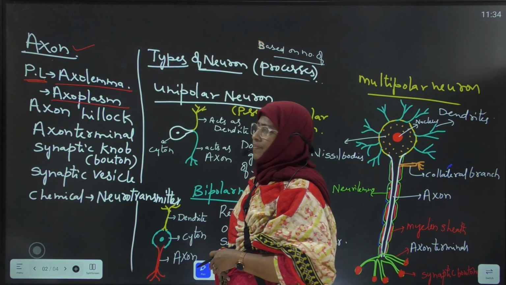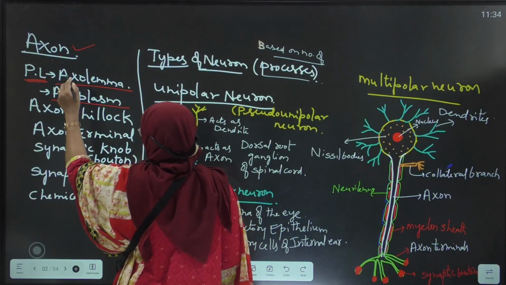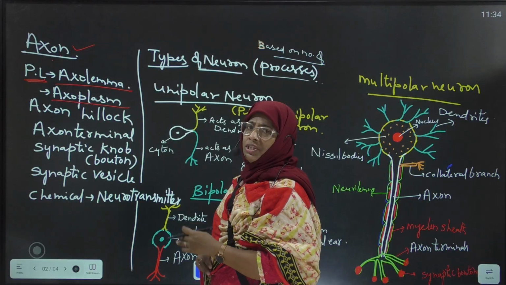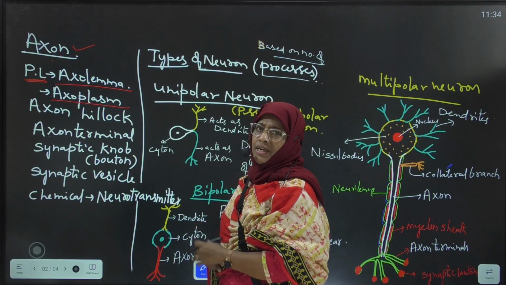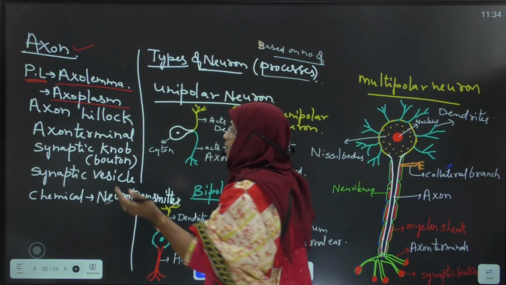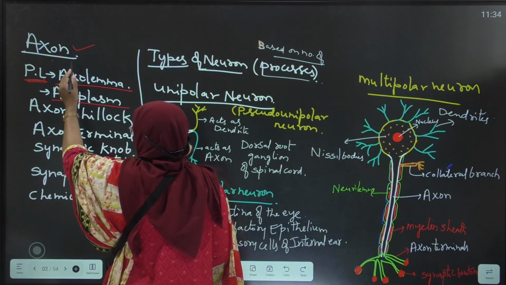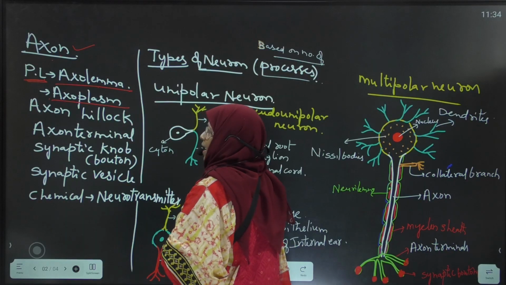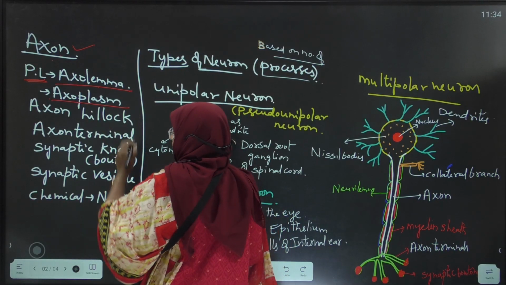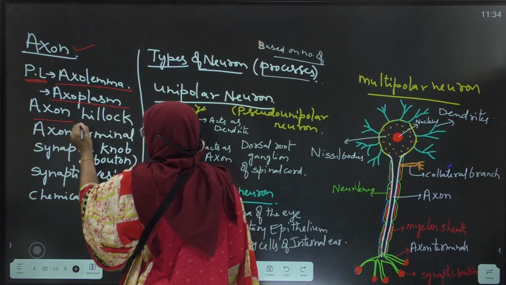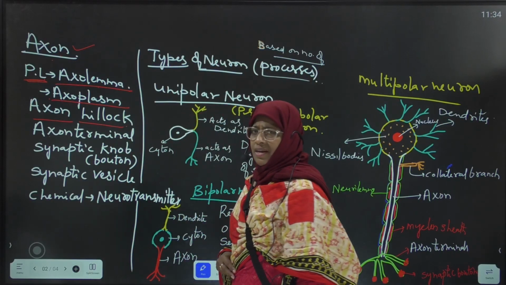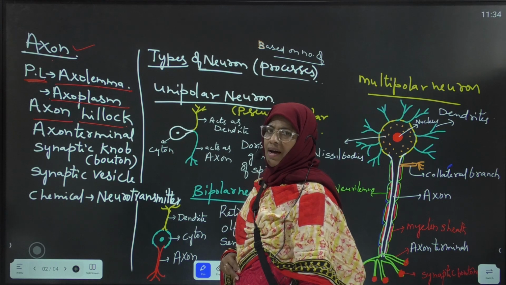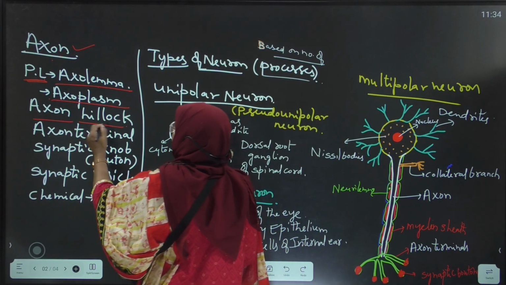cyton is called axon. A single, long, unbranched process arising from the cyton is called axon. The plasma lemma of the axon is called axolemma, and the cytoplasm of the axon is called axoplasm. What is axon hillock? The region of the cyton from which axon arises is called axon hillock.